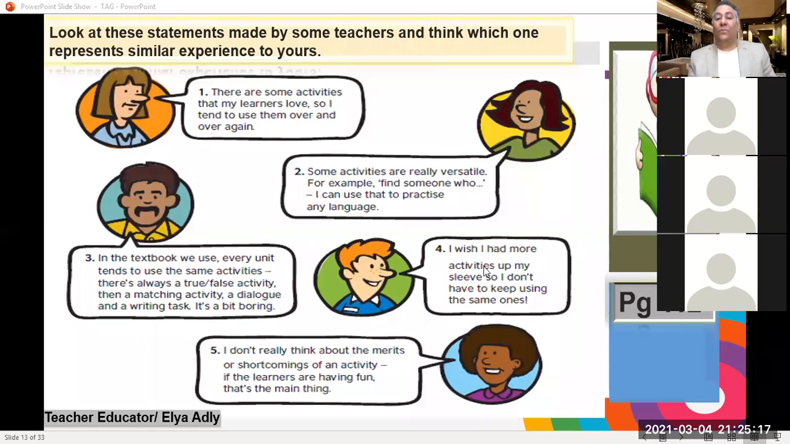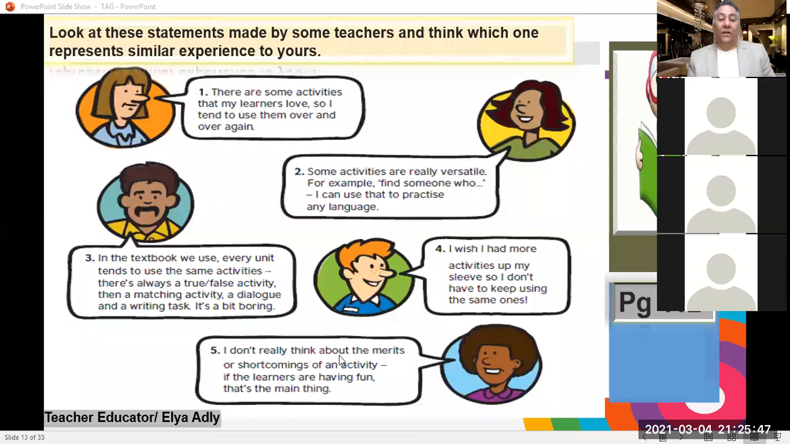I wish I had more activities up my sleeve so I don't have to keep using the same ones. So this teacher likes to have many activities in his mind so that he can change the activities all the time and not use the same activities each time.